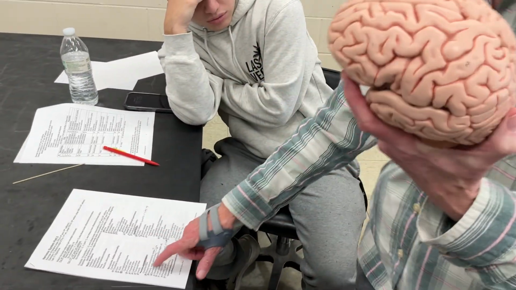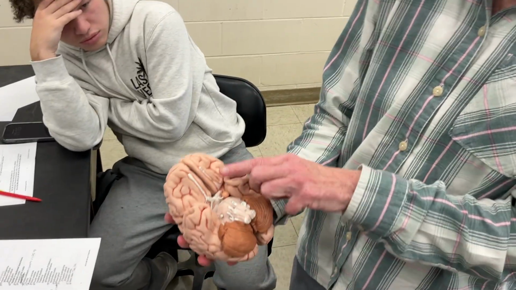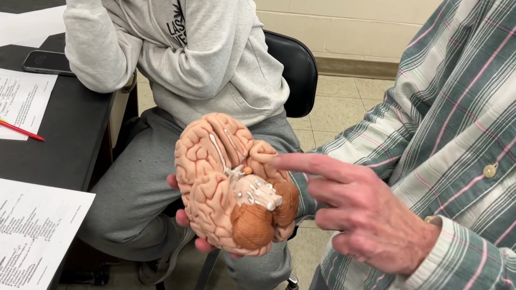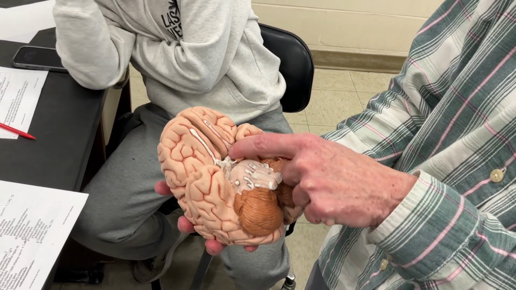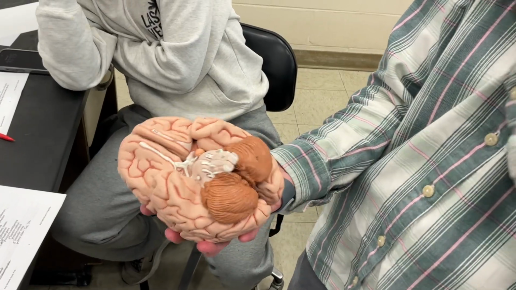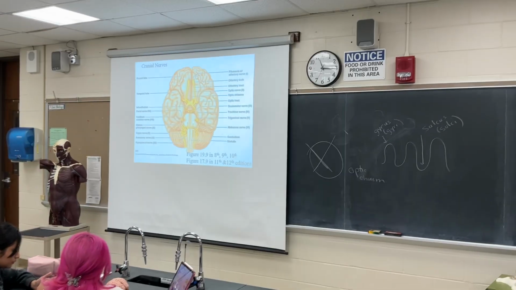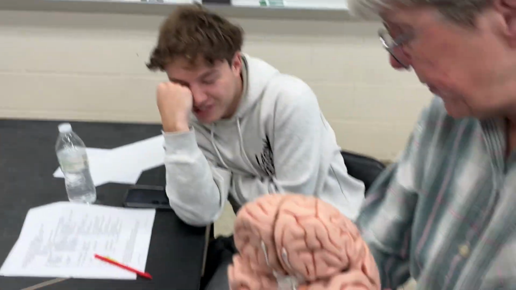Okay. So if you turn this over, you can see the olfactory bulbs at the end of the olfactory nerves. And the optic chiasm, which isn't great here, is the X. Use that picture for the optic chiasm because it's easier to see.